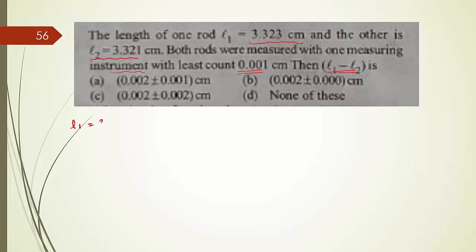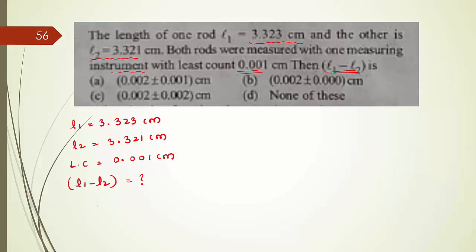Here L1 value is given 3.323 centimeter. L2 value is given 3.321 centimeter. Least count is given 0.001 centimeter. We have to find L1 minus L2. This is error in subtraction. See here, error in subtraction means Z equal to X minus Y, delta Z equal to delta X plus delta Y. You can remember these equations.